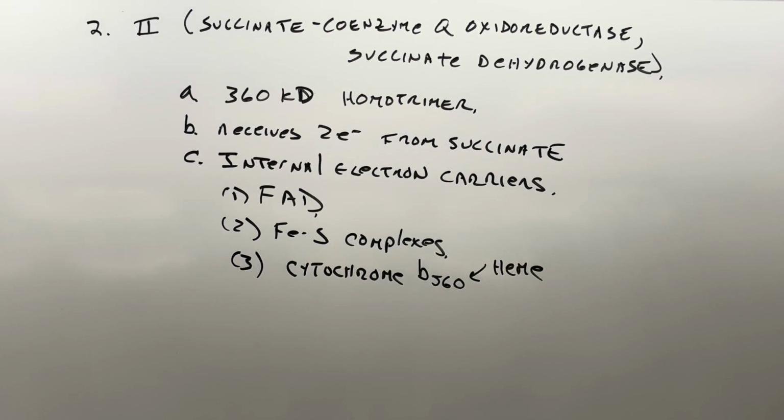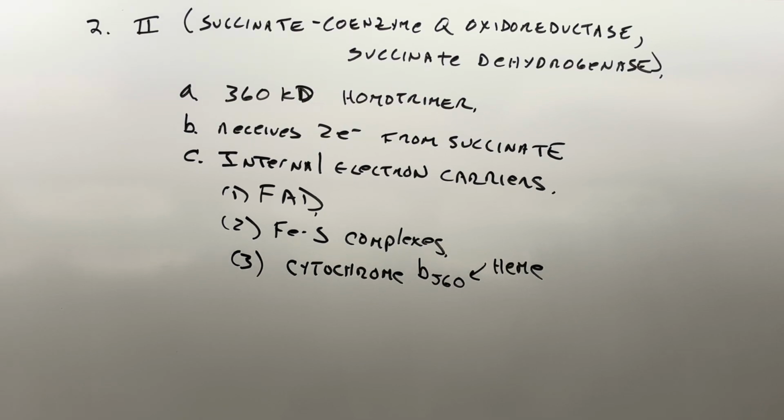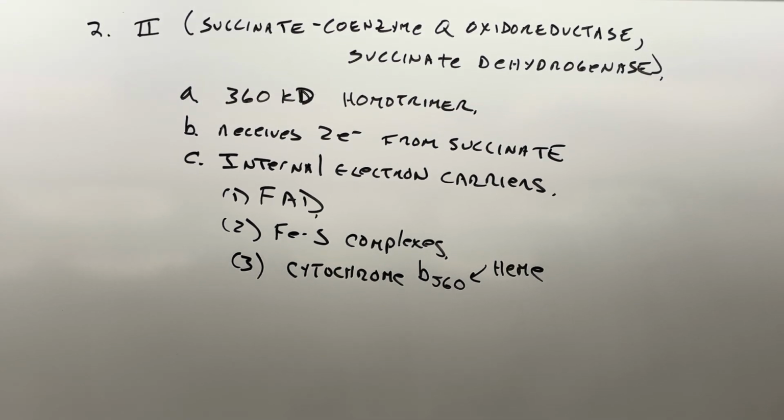So 360, that's a little bit big. Complex 1, 900 kilodaltons, that's really big, a molecular weight of 900,000. I think the biggest proteins are several million. And then you can have small proteins that are just 50 to 100 kilodaltons. Thank you. Yeah.